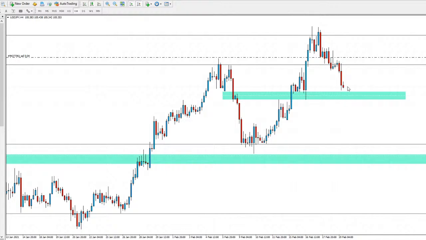And then maybe next week we can see a nice reaction at that level, and then a break and price come all the way down to the lows there.